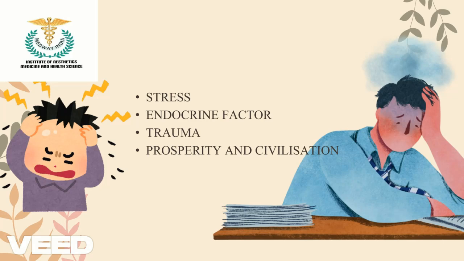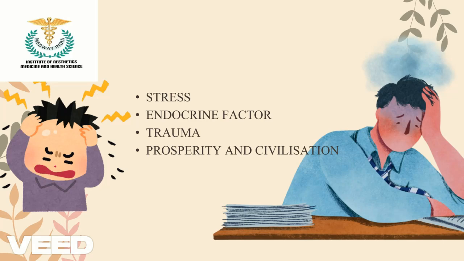Next is going to be the endocrine factor. Endocrine factors are like hypothyroidism, hypogonadism, and Cushing's syndrome, where we could find obesity very commonly among these people. And during puberty, pregnancy, and menopause, we could find obesity in general. So endocrine factors contribute to all this, right?